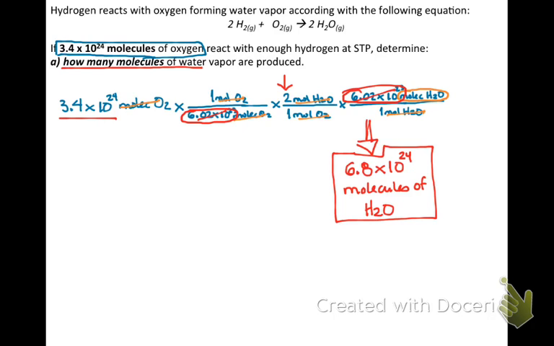Of course, as you already know, you can solve these problems by different methods, but this is one of the most recommended methods by me because it will make you practice using conversion factors. So let's go to part B.